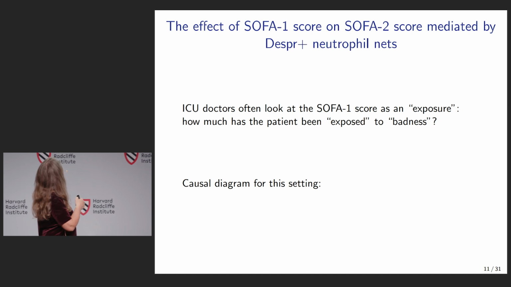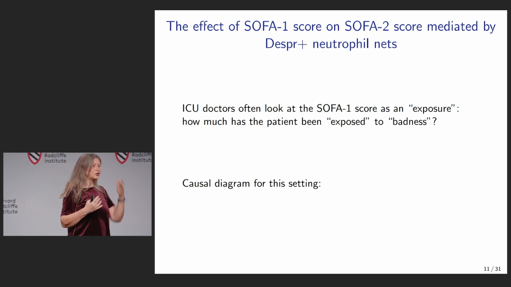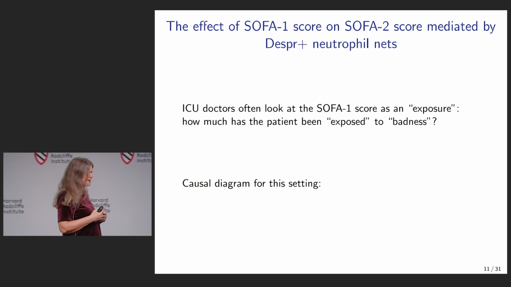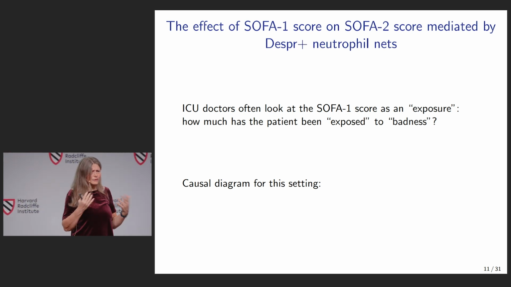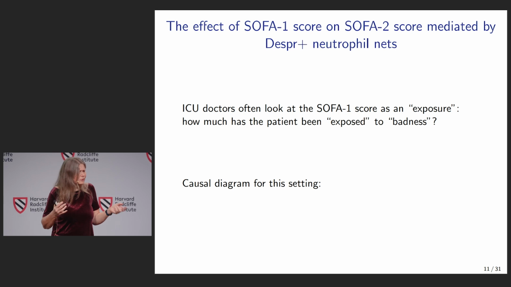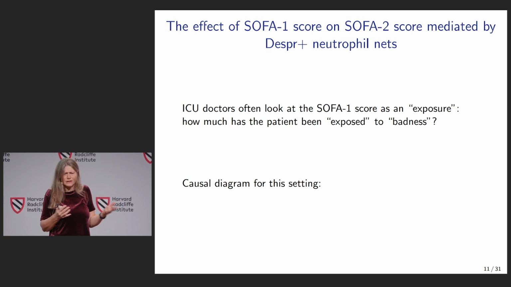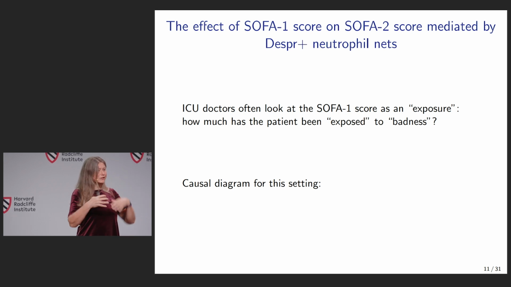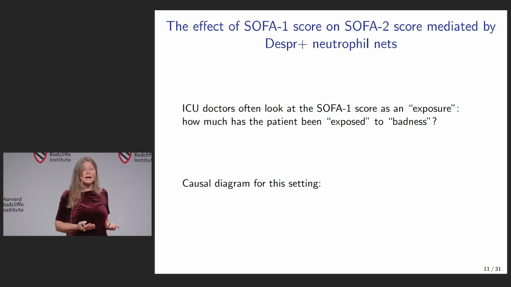So ICU doctors often look at the SOFA score at time 1 as an exposure. I had a little bit of a hard time when I first talked with them, but it is a score. It's how people are doing. Isn't that the covariate, the patient characteristics? Why do we see that as an exposure? But they insisted, yes, it's like an exposure for us because it tells us how much badness these people have been exposed to.